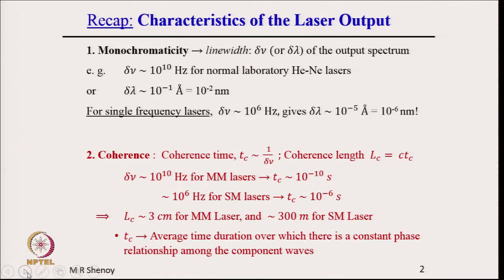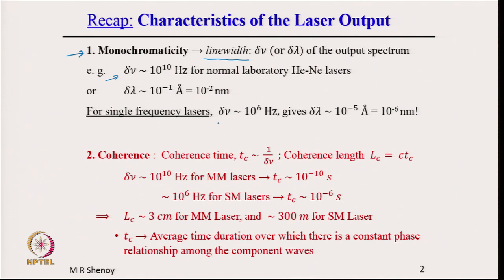A very quick recap of what we discussed in the last class, that is, characteristics of the laser output. The first one that we had discussed was monochromaticity, which is characterized in terms of the line width delta nu or delta lambda of the output spectrum. For a normal laboratory HeNe laser, delta nu is of the order of 10 to the power of 10 hertz, and that would give a corresponding delta lambda of the order of 10 power minus 1 angstrom or 10 power minus 2 nanometers.